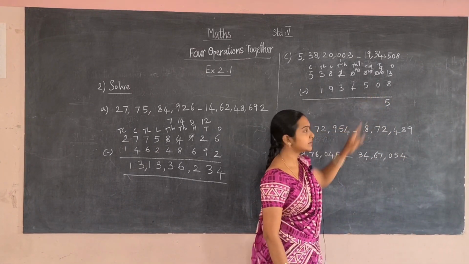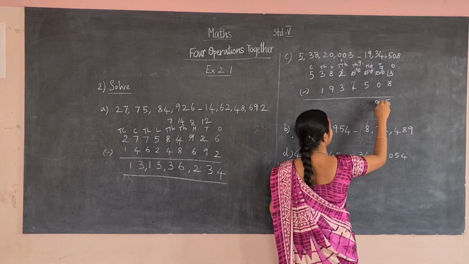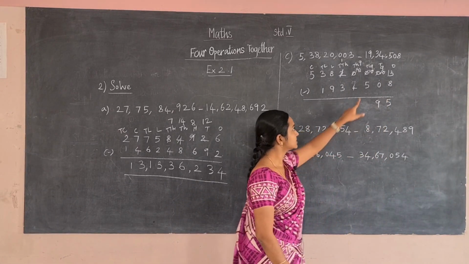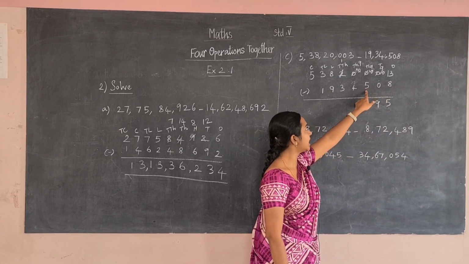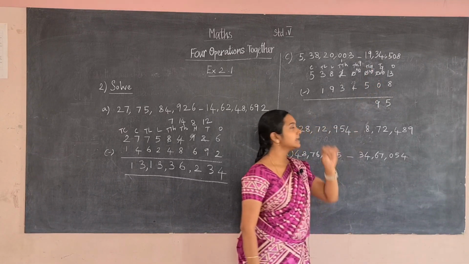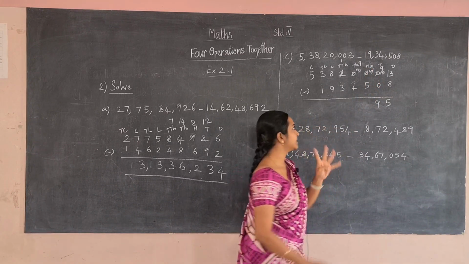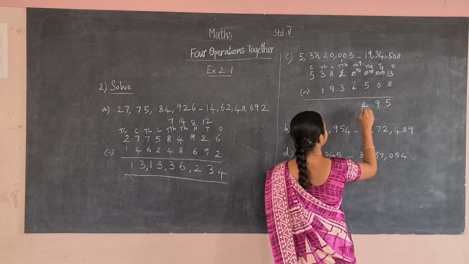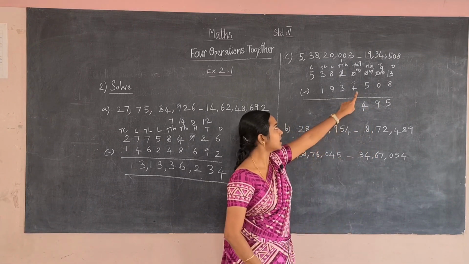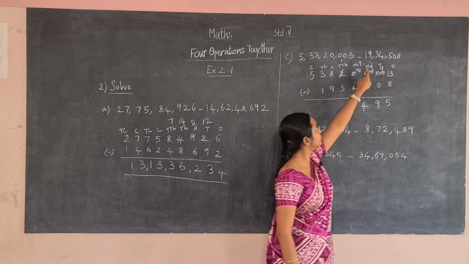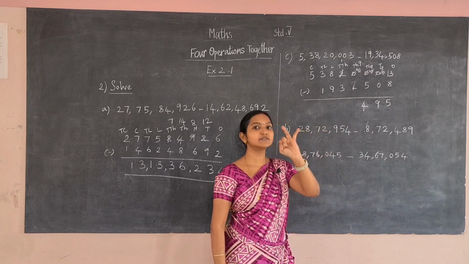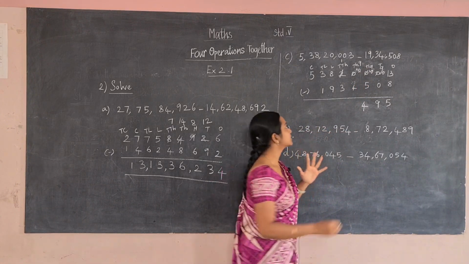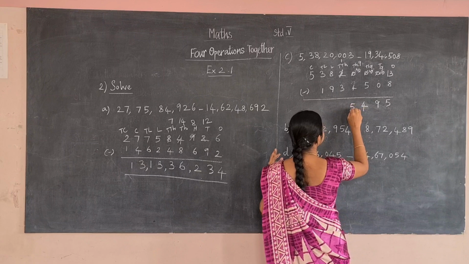9 minus 0 will be 9. Next, start counting from 5 until you reach 9. It will be 6, 7, 8 and 9. So the answer is 4. Now start counting from 4 until you reach 9. It will be 5, 6, 7, 8 and 9. So the answer is 5.